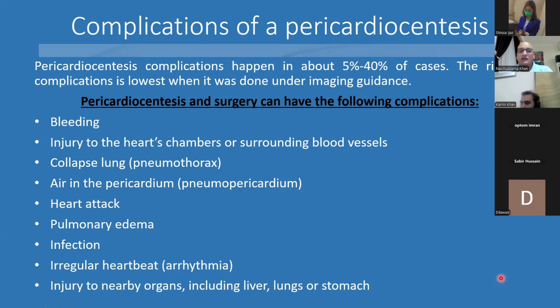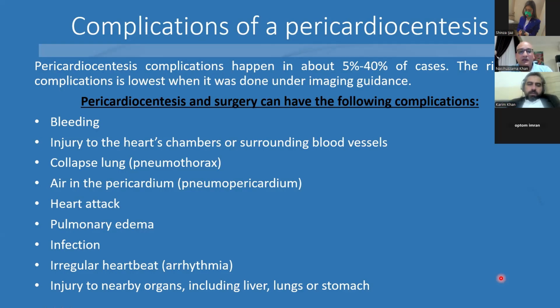Pericardiocentesis and surgery can have the following complications: bleeding, injury to the heart chamber or surrounding blood vessels, collapsed lung, pneumothorax, air in the pericardium, pneumopericardium, heart attack also, pulmonary edema, infection, irregular heartbeat, arrhythmia, and injury to nearby organs, including liver, lung, or stomach.